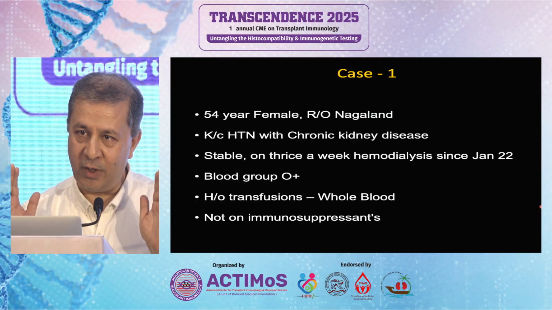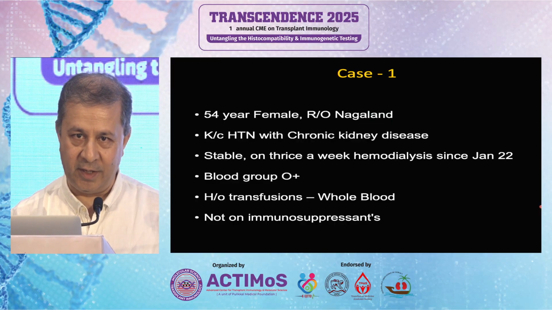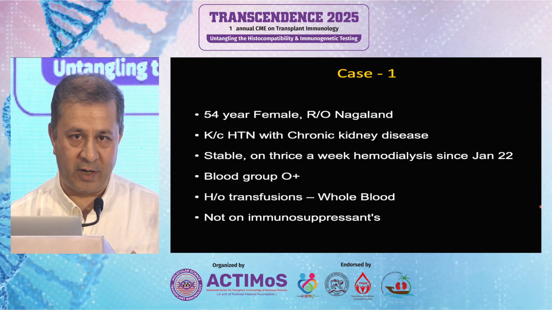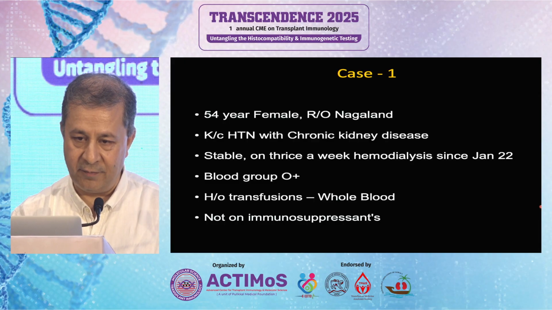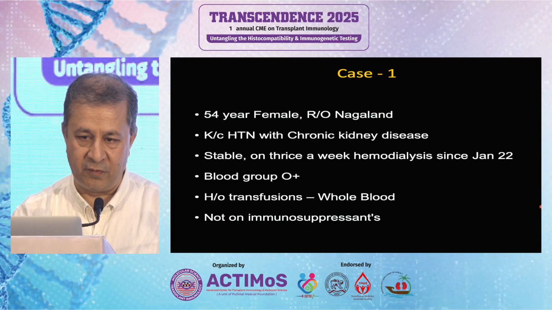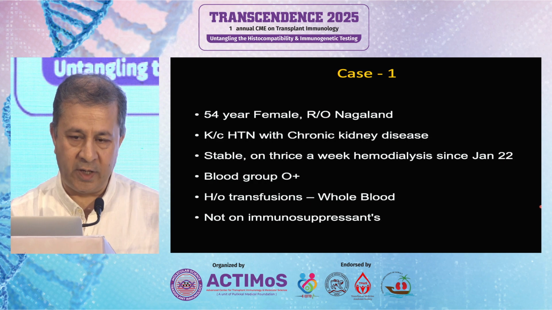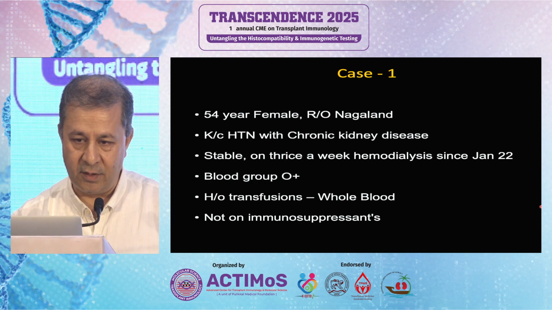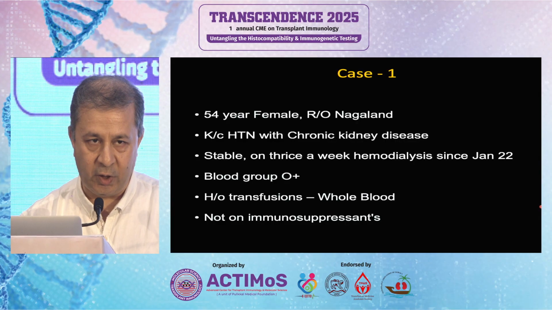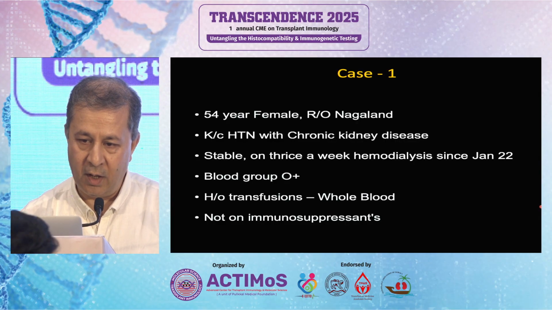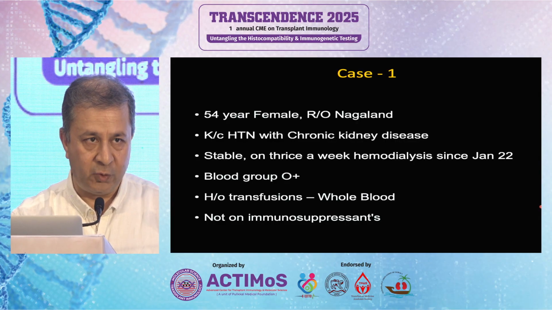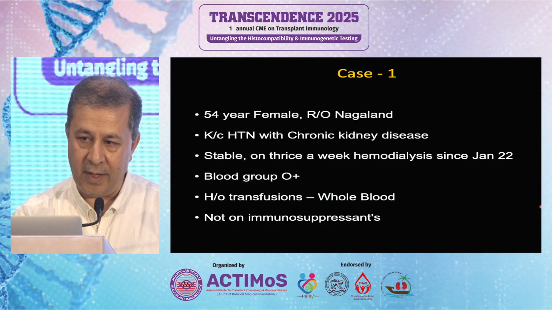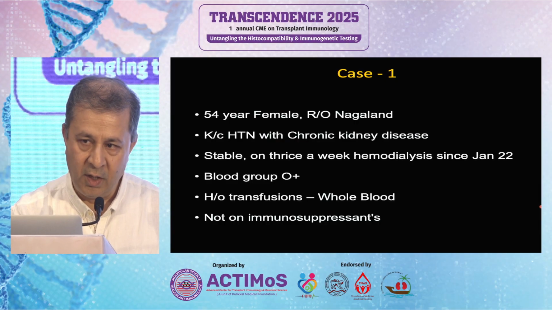So I'll start with the first case, and all I want you to do is only register it in your minds. We'll not look at the answers at the beginning. We'll look at the answers at the end of my talk. This is a 54-year-old female who is a resident of Nagaland, a known case of hypertension with chronic kidney disease, stable on thrice a week hemodialysis since January 22, blood group O. Of course, she has had whole blood transfusions in the past and is not on any immunosuppressants, okay?